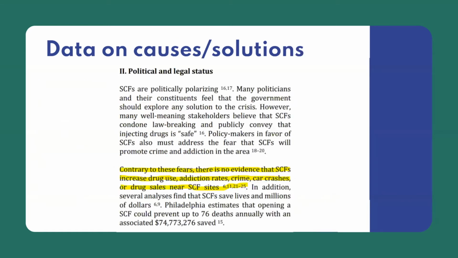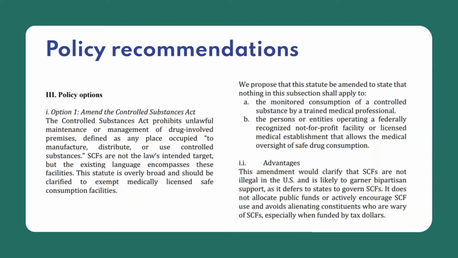In the second step, they present the data on the causes and solutions. So here, like I said earlier, when policymakers are making decisions, a lot of times these situations can be emotional and personal, and so presenting and looking at the data on issues is really important. So contrary to these fears, there's no evidence that safe consumption facilities increase drug use, addiction rates, crime, car crashes, or drug sales near safe consumption facility sites. So this lays it out, saying that we need to look at the data and make decisions based off of that. And lastly, you want to make your policy recommendations.